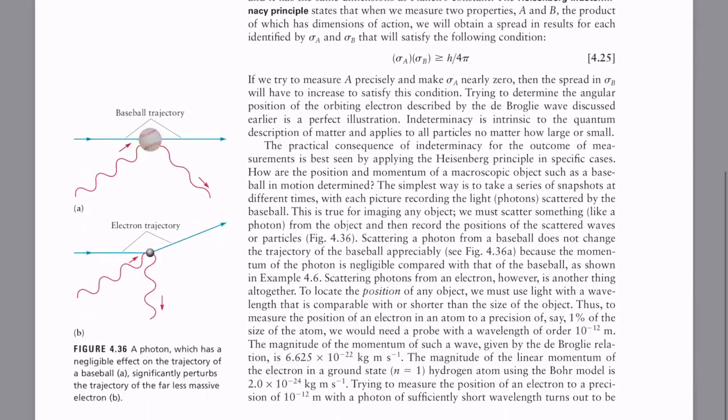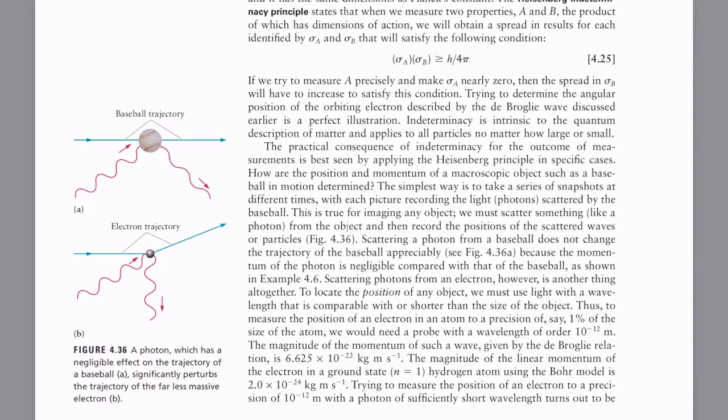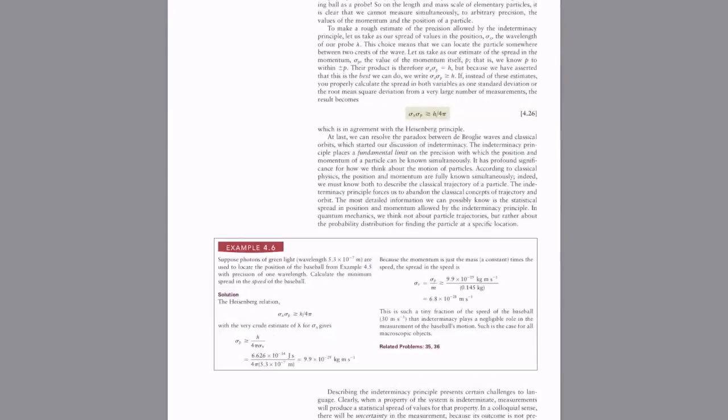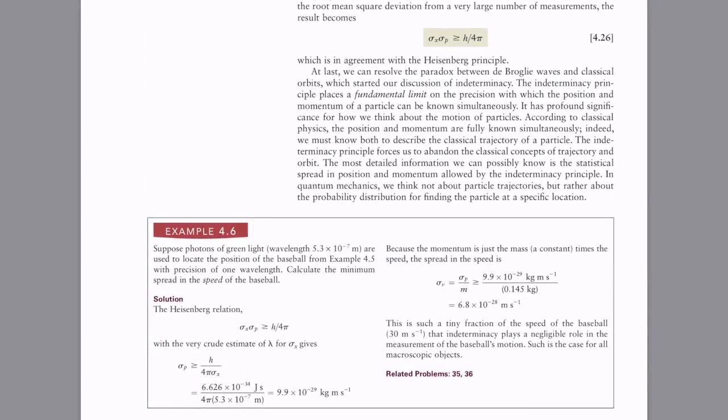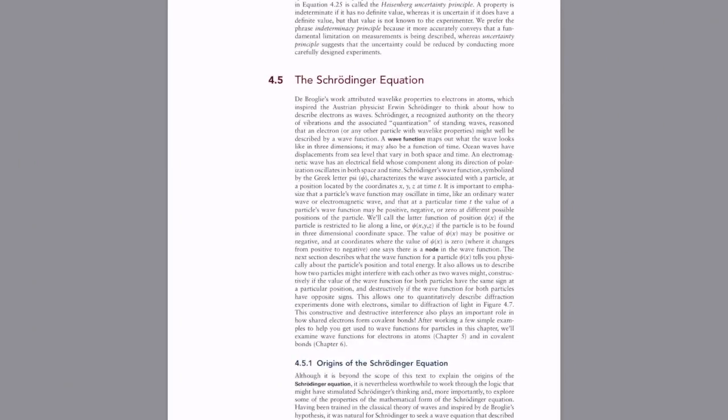As the book shows, it has to do with measuring with photons: in a large object such as a baseball, the photons have a minimal effect. However, with electrons, it can have a larger effect. Basically, the point is that when we measure very small things such as electrons, we affect the measurement that we're making. Okay. Then we have a calculation, example 4.6, and if you follow this example, then you would be able to address any kind of problem related to that.